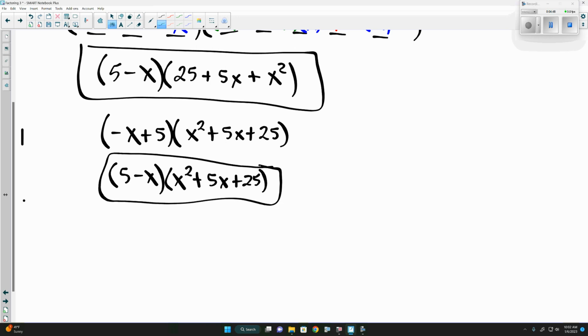I would write it as either one of the two that I boxed. I personally don't like having negative x plus 5 inside the parentheses. It's a little weird. But 5 minus x works just as well. Any questions on this here?